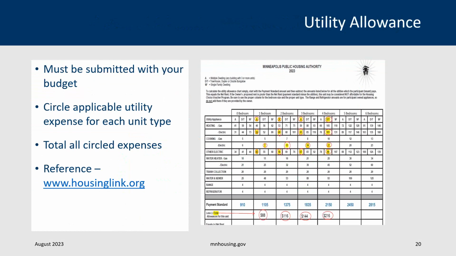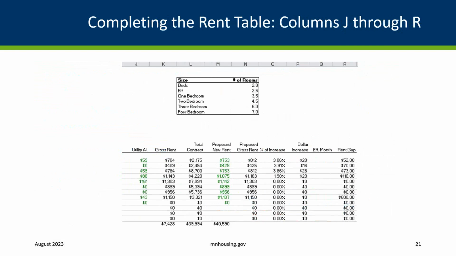Here's an important point. Remember to submit the utility allowance schedule as an attachment with your annual budget submission. Your budget will not be reviewed without it.